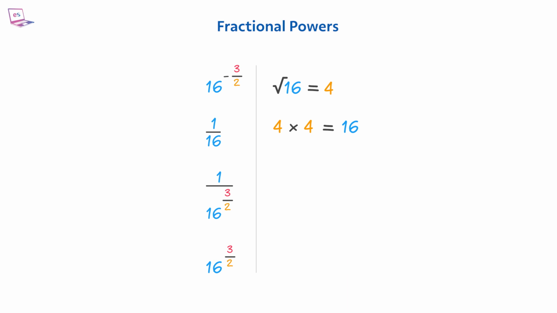Then in the next step the 4 is raised to the power of 3, which is in the numerator, and it gives us the answer 64. So, the simplified value of the denominator 16 to the power of 3 over 2 is 64. Now, we need to combine the numerator 1 and the denominator. By combining them, we get 1 over 64. The simplified result of 16 to the power of minus 3 over 2 is 1 over 64.